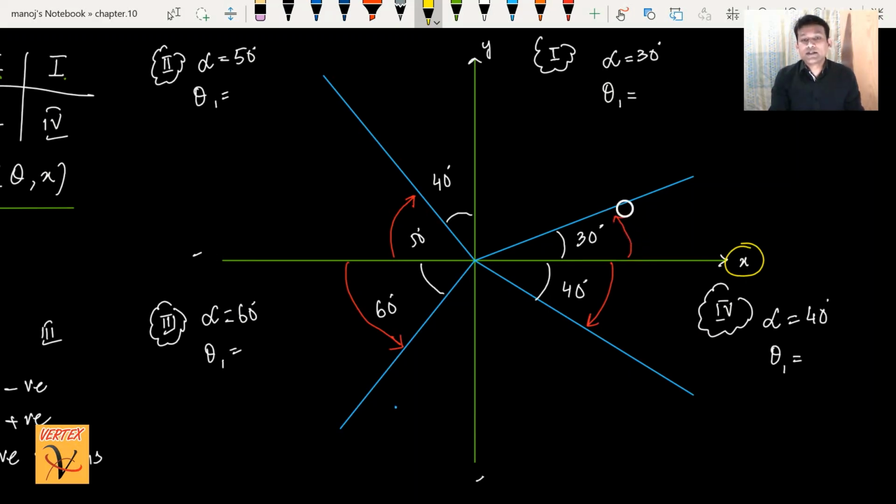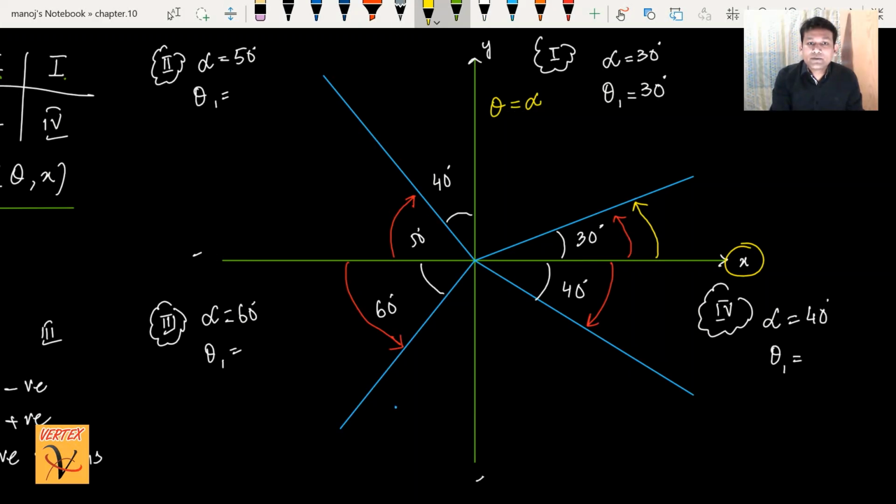So first this line, I will move here. This is 30 degrees. So it means the first anti-clockwise general angle is 30 degrees, the same. So we can write one statement here. In the first quadrant, theta is always equal to alpha. I would like to write here with a different color. Theta is always equal to alpha. This is the rule.